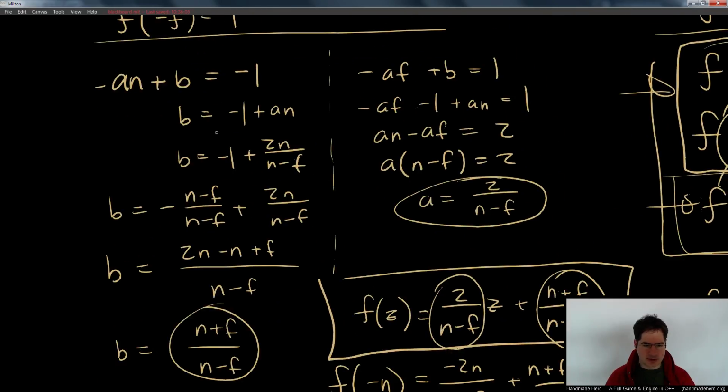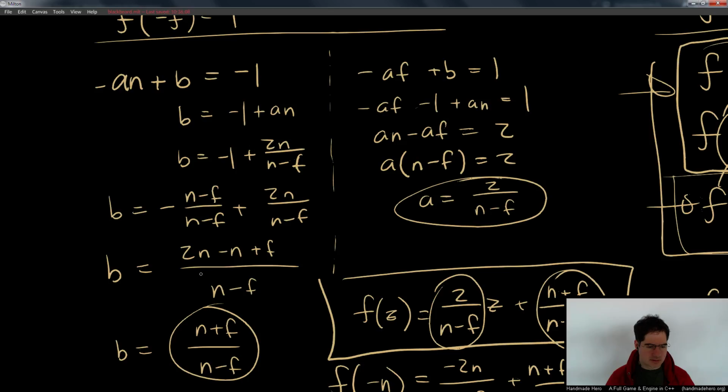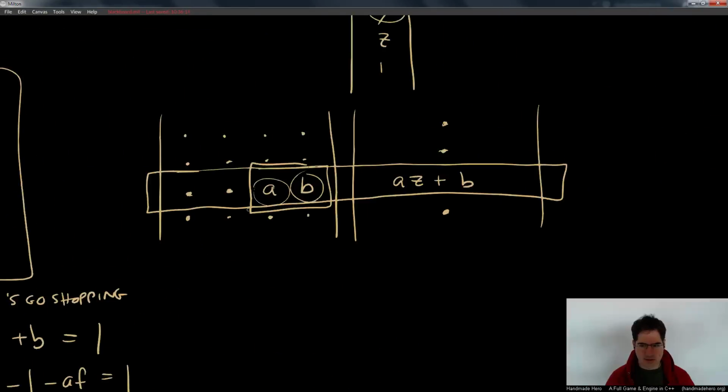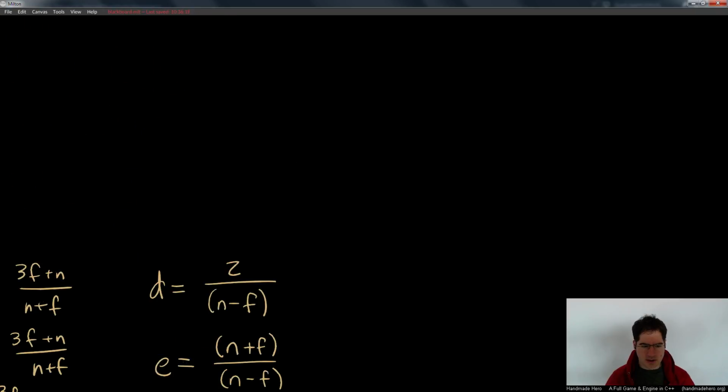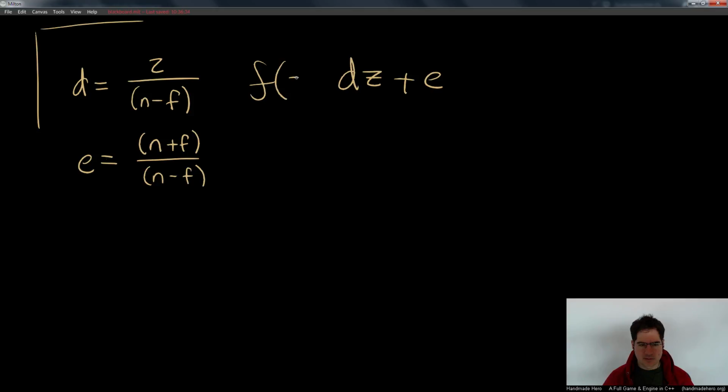So that solution was up here. This is where we worked it out: 2 over n minus f, n plus f over n minus f, right? And that is what we've got there. Okay. So here are the two values that we're actually using. And in this case, we know we've got dz plus e is the equation that we're trying to compute.